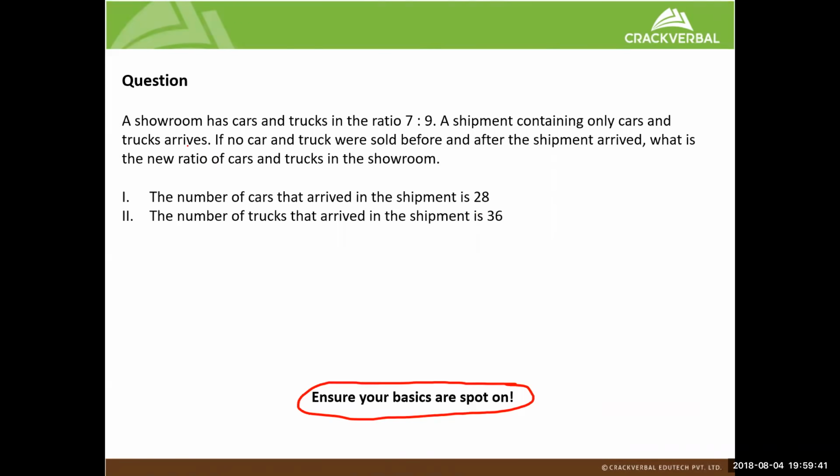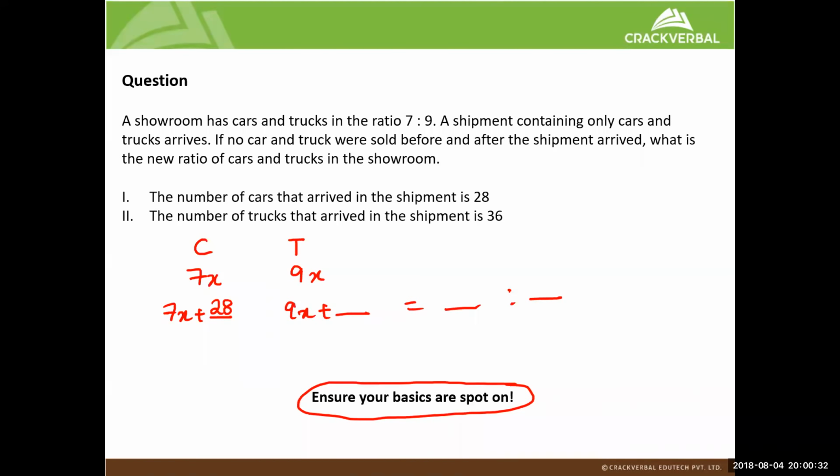Now let's break this question down. A showroom has cars and trucks in the ratio 7:9. So cars to trucks is 7:9. Whenever you work a ratio question, it always makes sense to attach a variable to the ratio. A shipment containing only cars and trucks arrives. If no car and truck was sold before and after the shipment arrived, what is the new ratio of cars to trucks in the showroom? So basically, I have a shipment that contains both cars and trucks which arrives. Obviously, the number of cars is going to be added to 7x, and the number of trucks is going to be added to 9x. The question is asking, what is the new ratio of cars to trucks in the showroom? Now, the first statement tells me the number of cars that arrived in the shipment is 28.